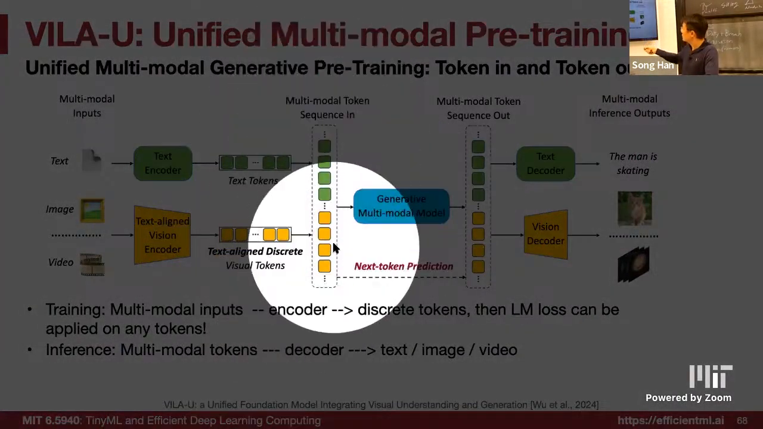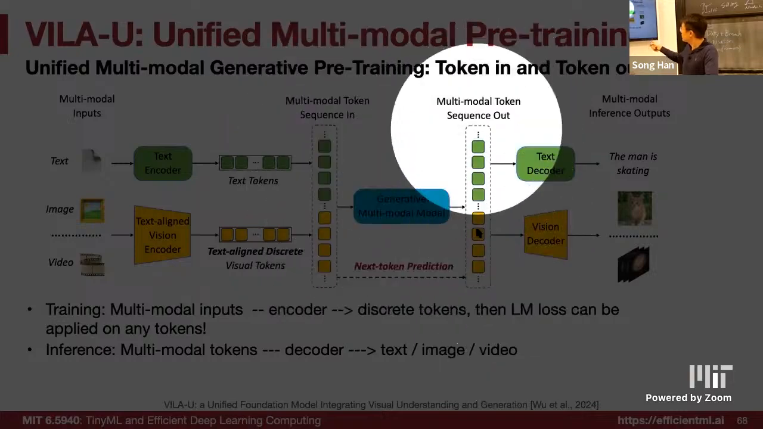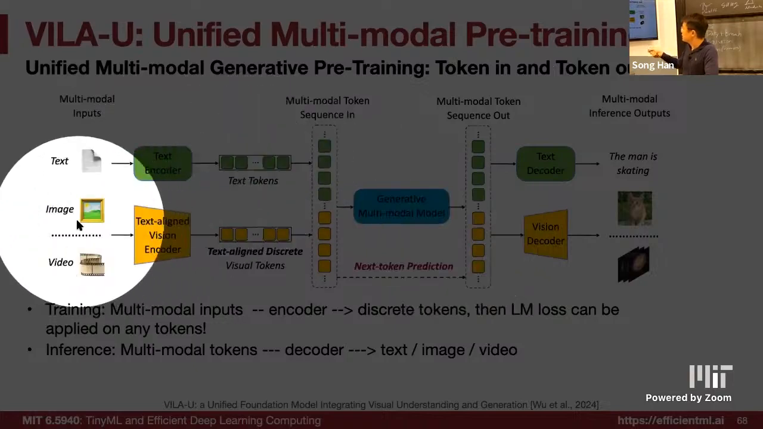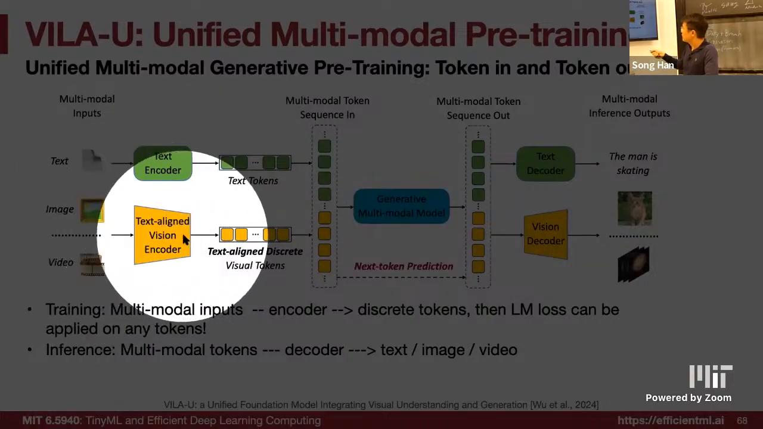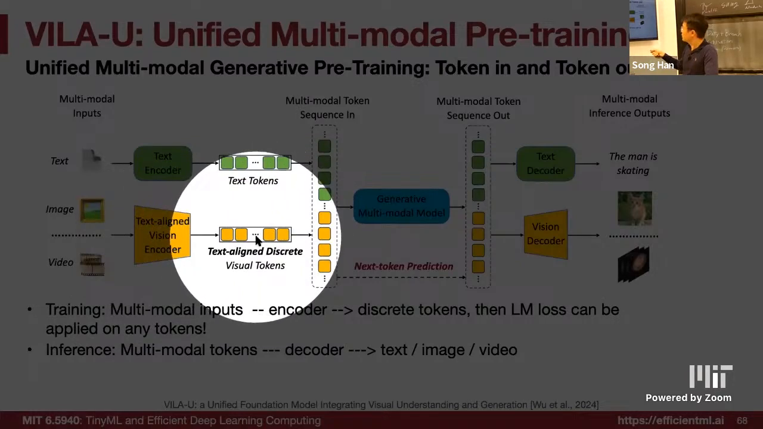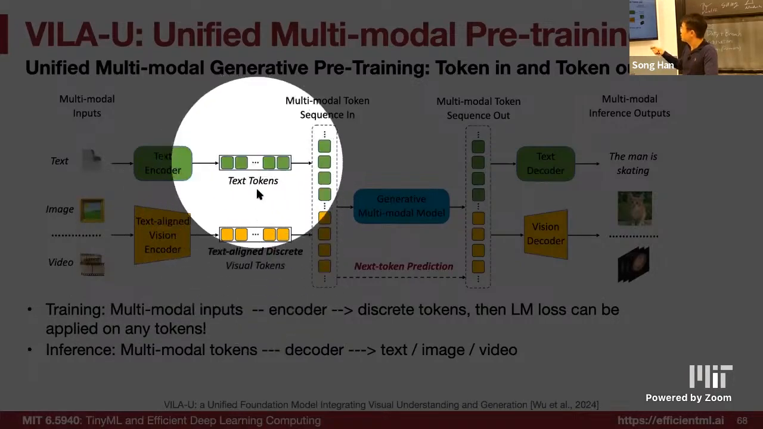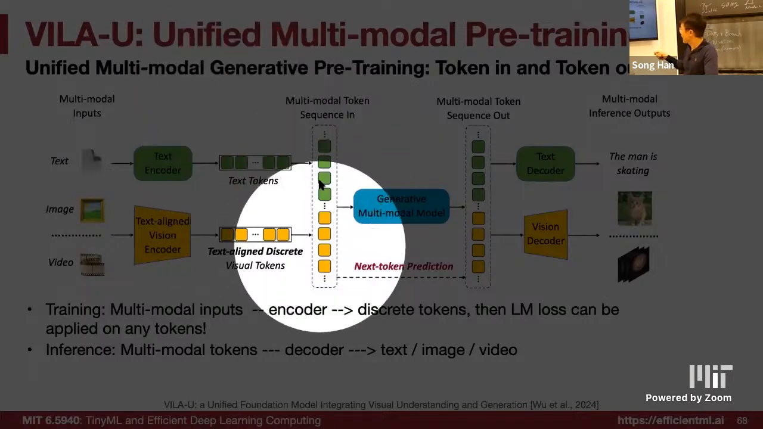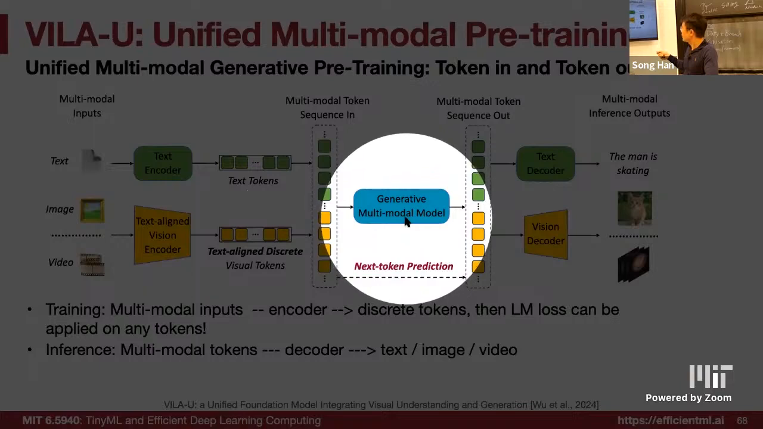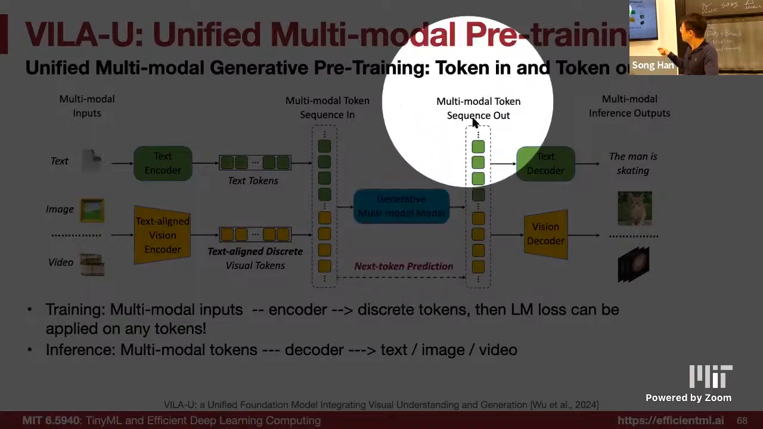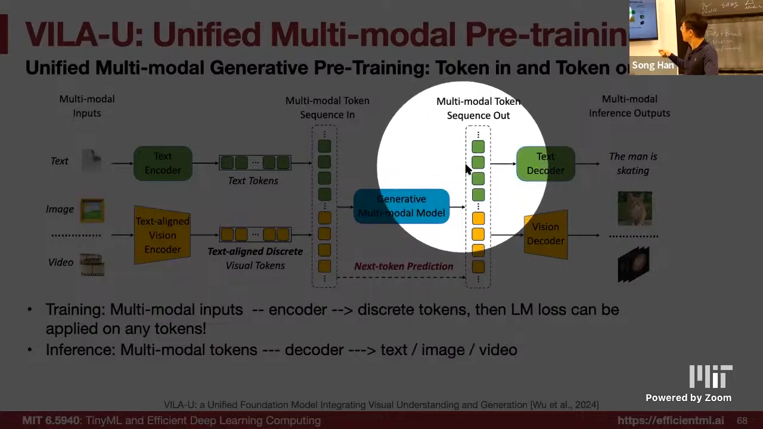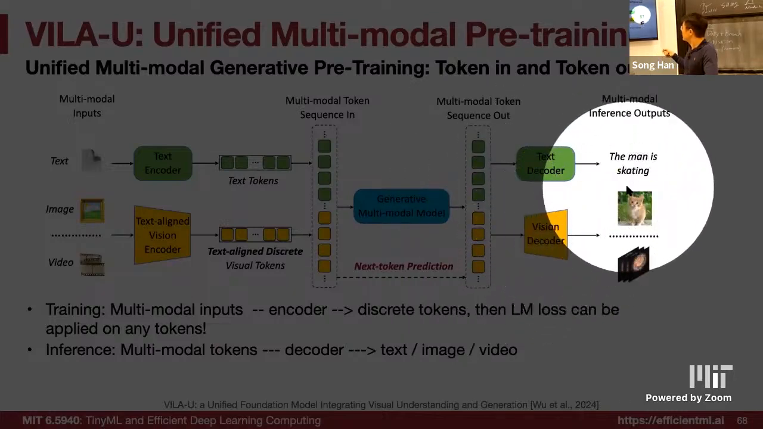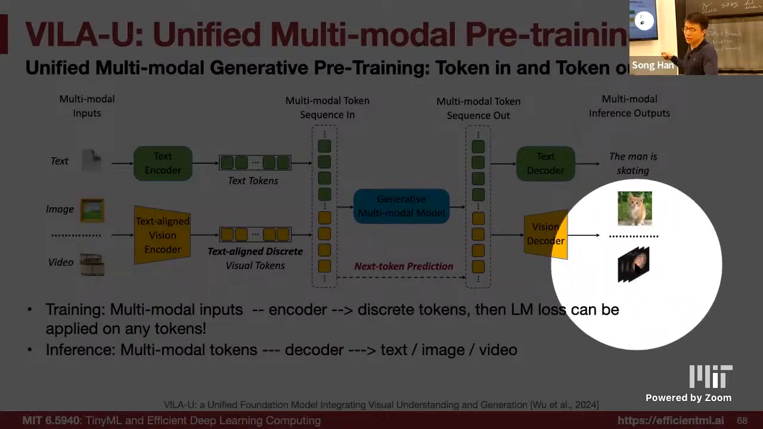So this is the generative multimodal model. We have a multimodal token sequence in, multimodal token sequence out, and the text is passed through a text encoder, and the image and video through a vision encoder. So they are also becoming tokens. The text tokens and visual tokens are aligned together, so they are in the same space so that we can concatenate them together and feed it to a multimodal language model to perform next token prediction. And finally, we can decode both the text and also visual information by generating the language, the image, and also the videos.